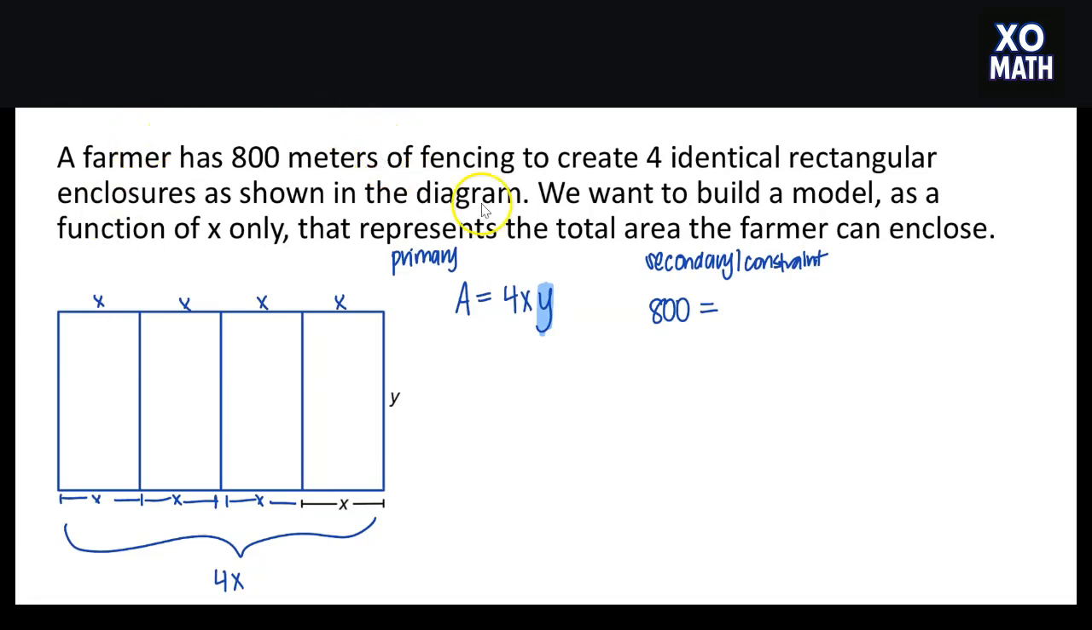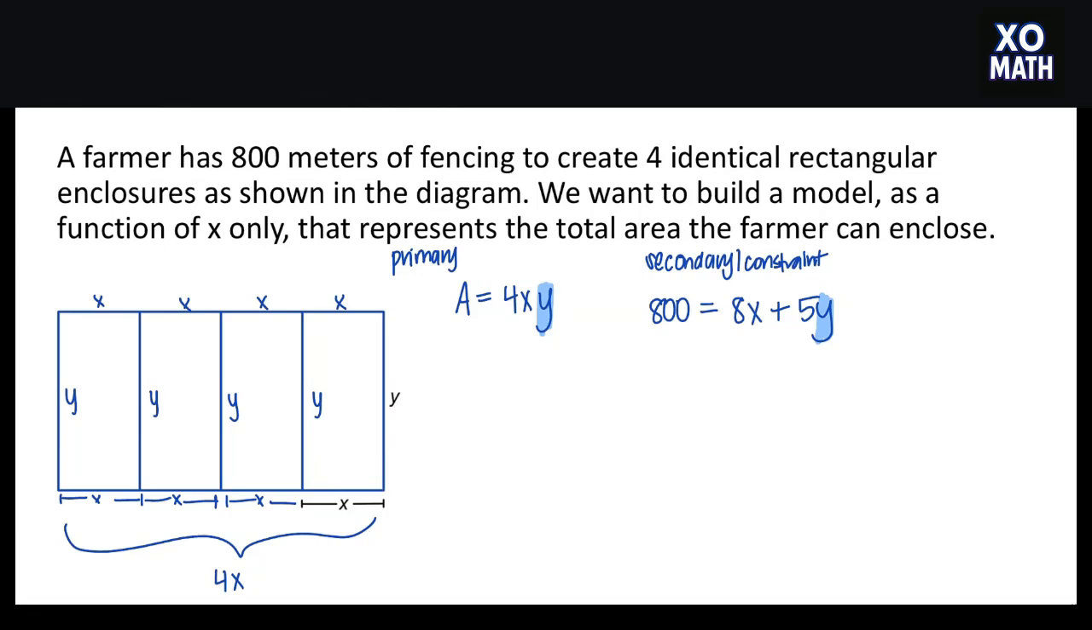So he has 800 meters of fencing to create a total horizontal fencing of 8x, plus he needs to create all the vertical fencing pieces for each of the 4 rectangular enclosures, and each of these is a height of y. So we have a total of 5y. So that's going to be added on to the horizontal pieces, so 8x plus 5y. All of that has to be created using 800 meters. So here is my secondary or constraint equation, and I'm going to solve it for y.